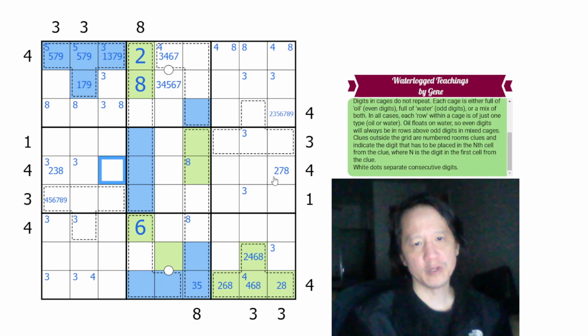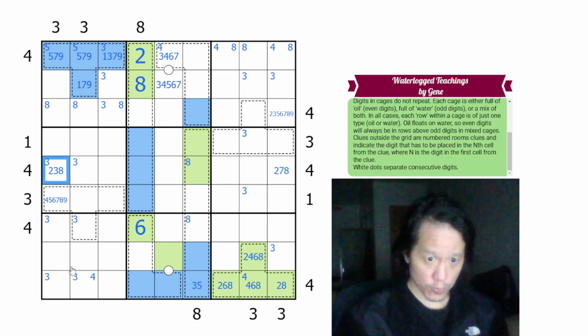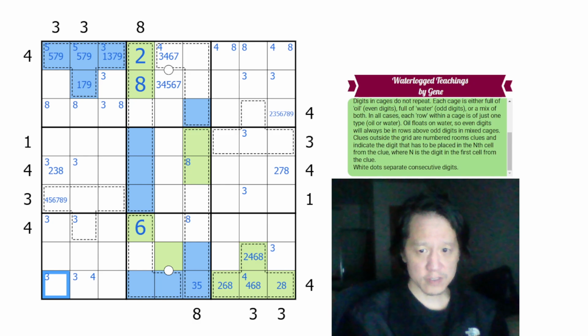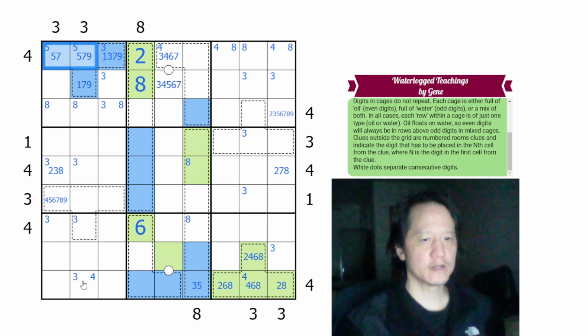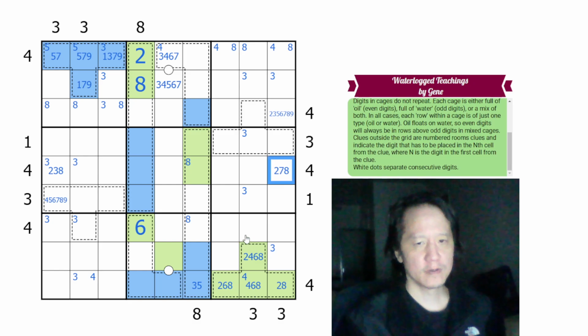So the 4 would be here. This would be 3. This would be 7. Therefore, this 3 can never exist. So this can never be 9. Right? Because we tried this being 5, 9. And therefore 3 is here. That forces this to be 5, which makes that 8. Which makes this 3, 7.